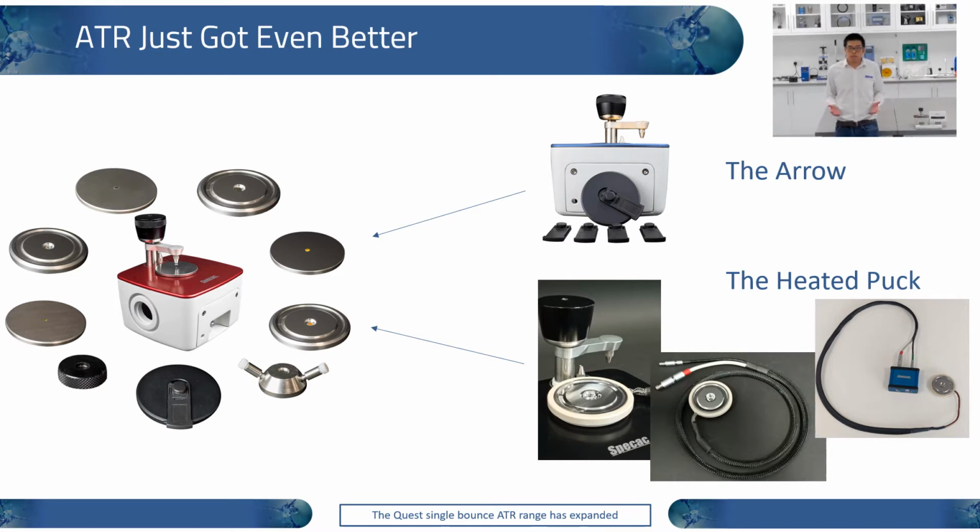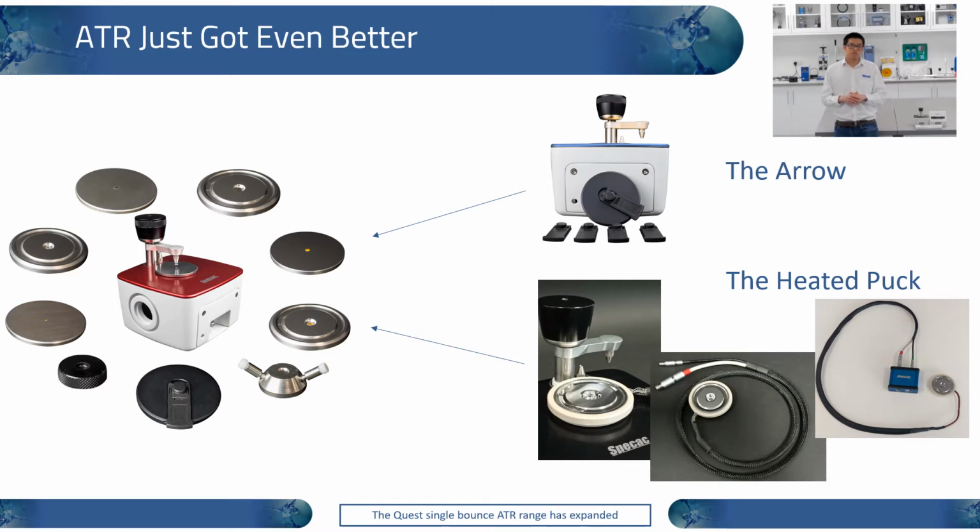So the Quest family has expanded with the addition of the heated puck product, which is able to heat up to 110 degrees C, which would be particularly useful for something like the chocolate application you saw a few slides ago. So instead of heating the chocolate separately on a heating plate outside the Pearl accessory, you can now use the heated puck to heat up your chocolate and analyze at the same time. And same with anything that is water-based and can melt from a solid to a liquid.